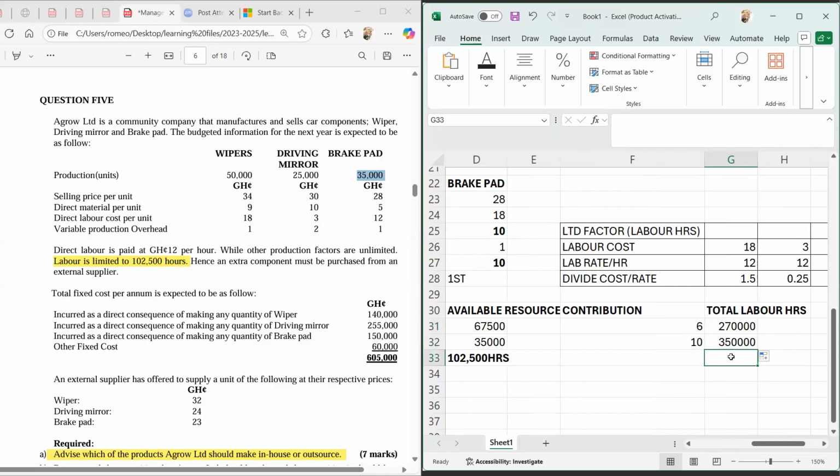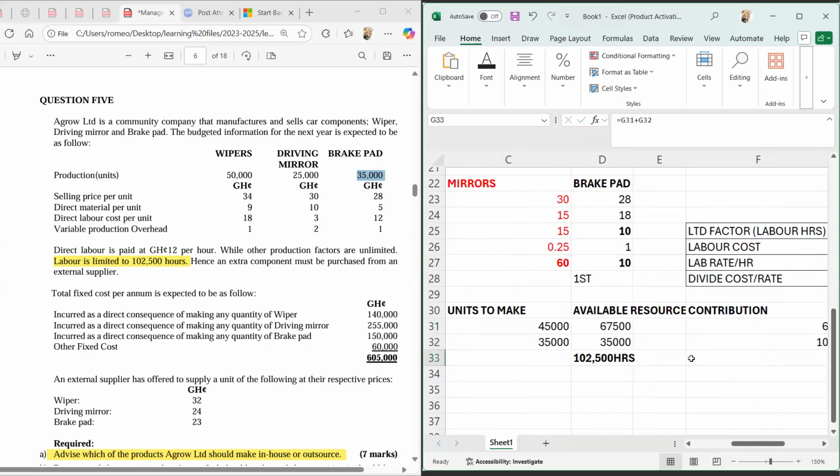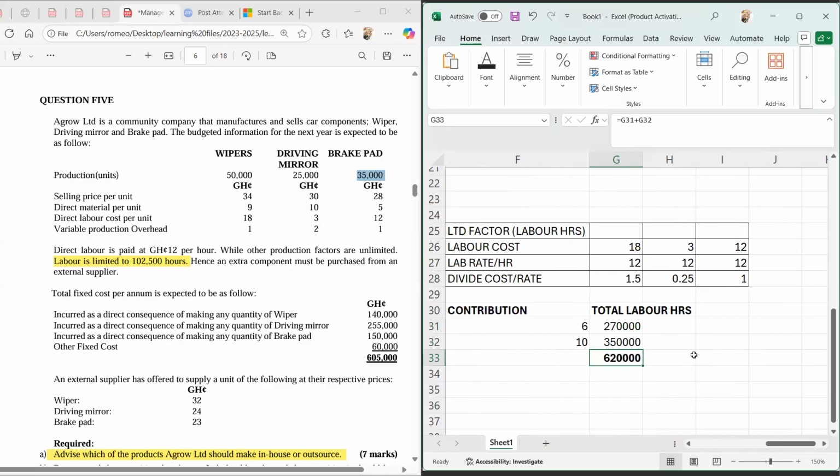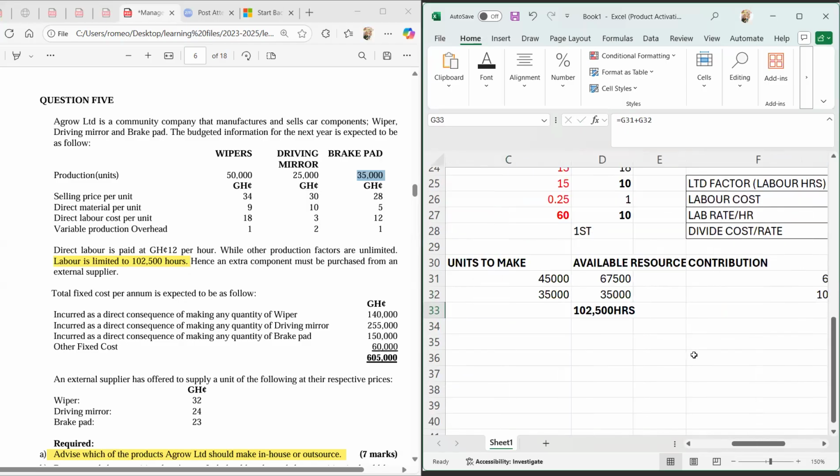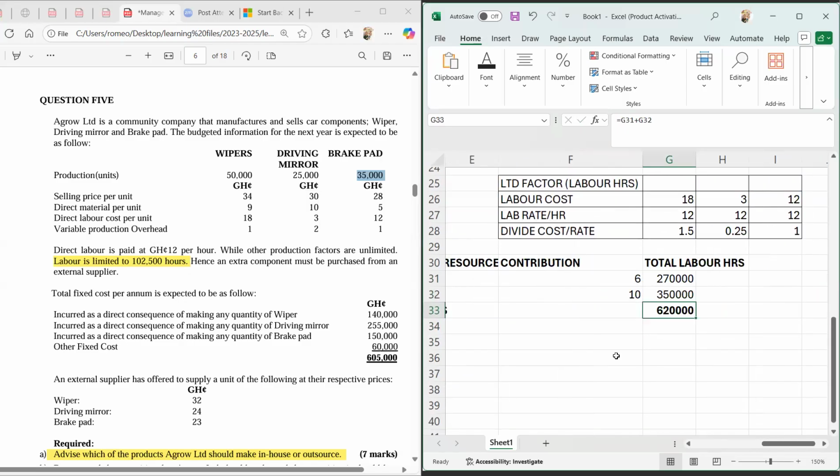So giving us a total profit of what? This plus this. Giving us 620,000. So this is the profit you are going to earn. That's the total hours you are going to use. Sorry, 620,000. Okay.